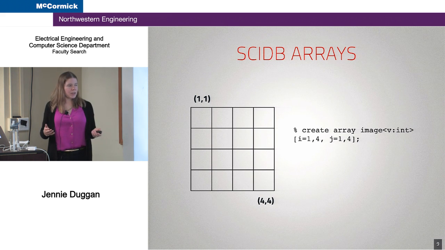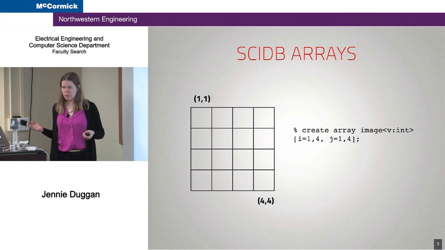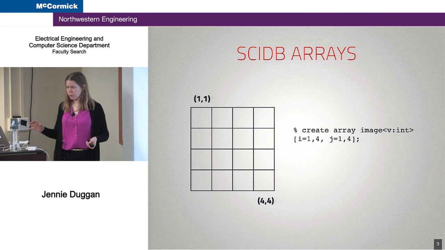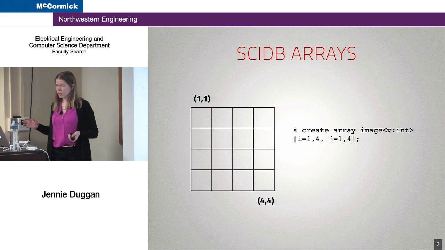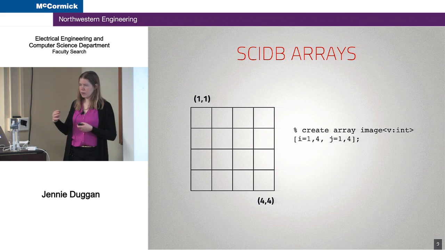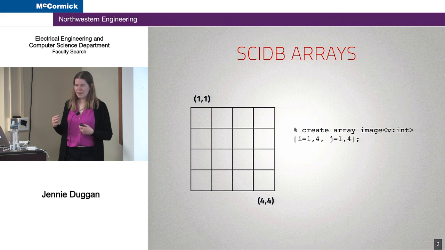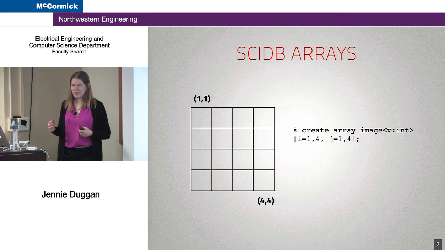So if we want to get started, we might create an array named image. And it has a single attribute, which is an integer. And here we say that it has two dimensions, i and j, each of which have values of 1 to 4. Now, once we've declared this array space, it can give us hints about how to both optimize the data layout and its distribution, as well as how to manage the queries.